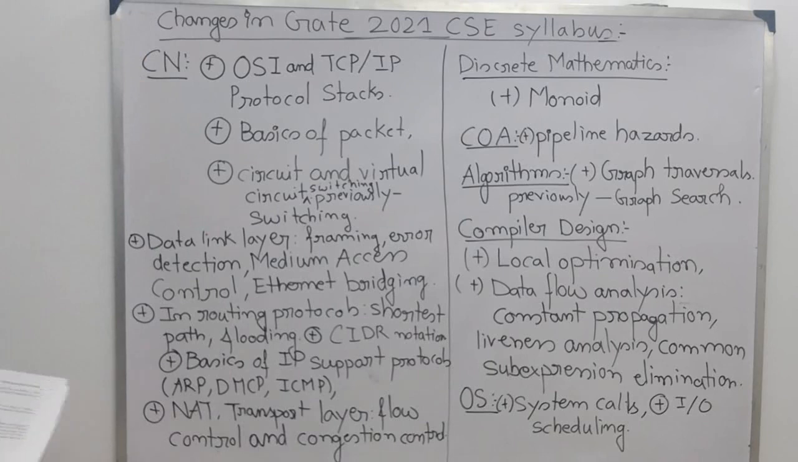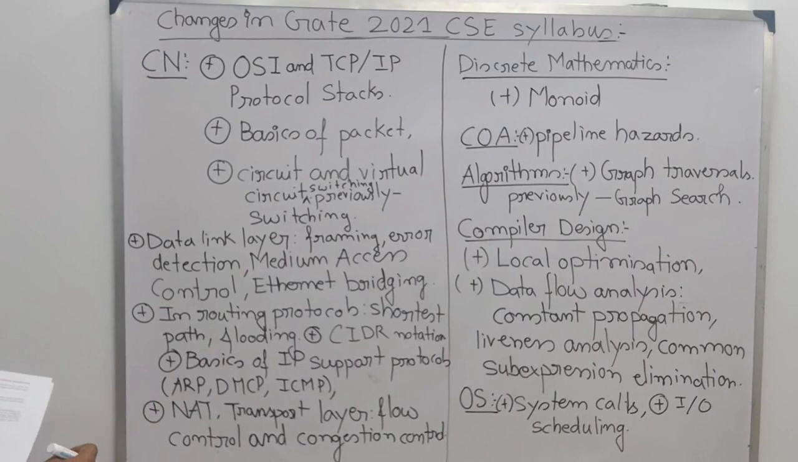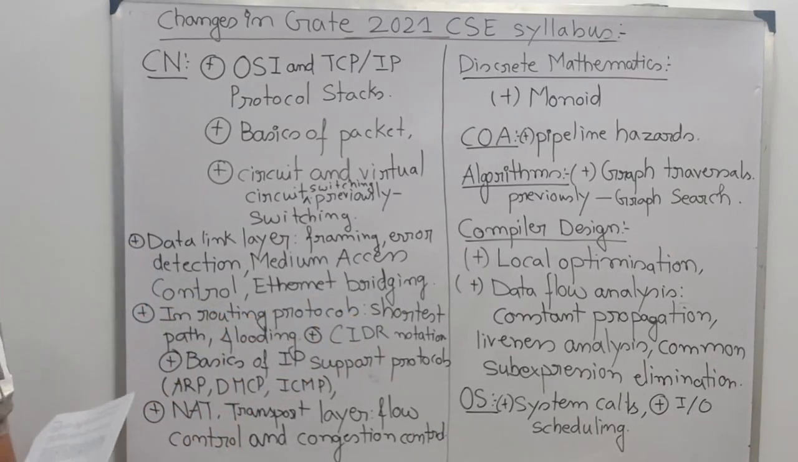Now in the data link layer they have added framing, error detection, medium access control and Ethernet bridging. So they have even changed some of the terminology. Some parts they kept in the data link layer, and some in another part. Now in routing protocols they have added shortest path.